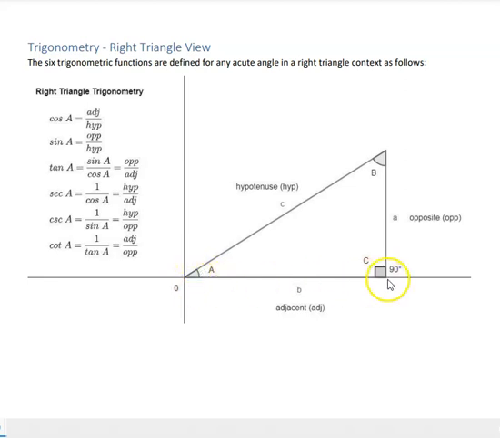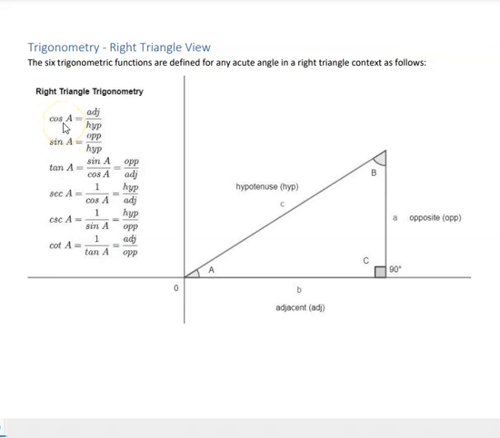in standard position, its vertex at the origin, its initial side along the positive x-axis, and its terminal side over here. It doesn't really matter if we have axes or not. We just need a triangle, a right triangle, and we can define these 6 functions. The functions are abbreviated with these 3 letters.